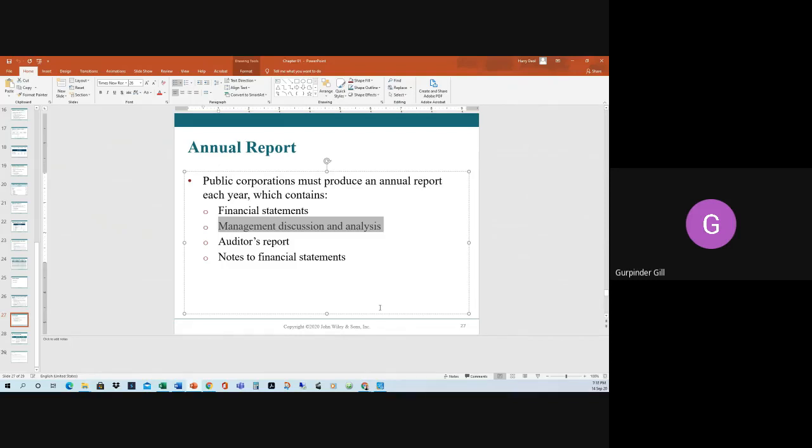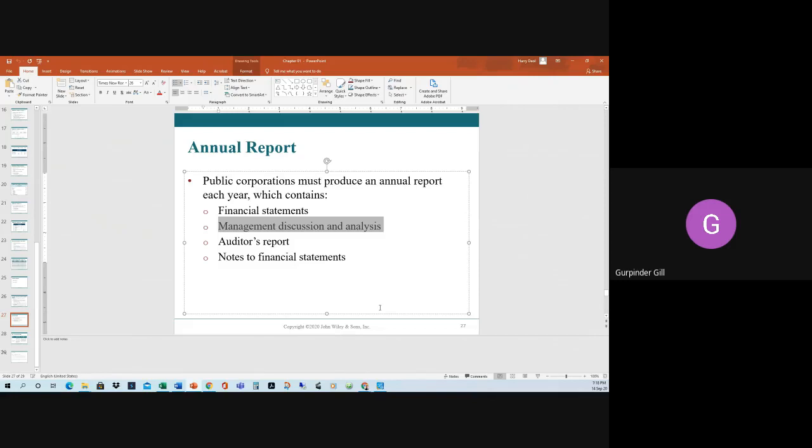MD&A is quite extensive. This document actually has six different subsets that they have to go through. Basically, the management will describe how they see their business. How did the business perform? How are they going to do in future? What are their budgets? What are their long-term plans? So they analyze their business on those six predetermined criteria, and then issue this management discussion and analysis. MD&As are a supplement to the notes. They are not a replacement. It's not one or the other.